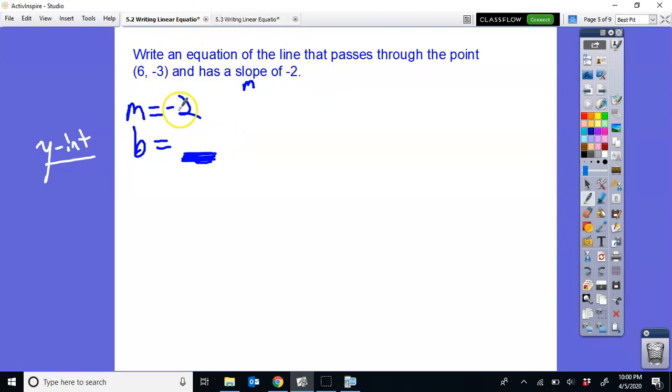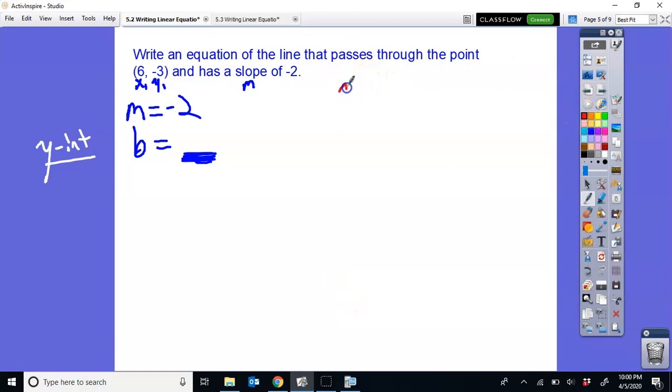So I have m, but I don't have b. But I do have an x value and a y value from a point, x1 and y1, if you will. We don't have another x value and another y value because we already have the slope. We don't need 2 points because we already have the slope. But what I can do is use this slope and this point to find my equation. Here's how we're going to do it.